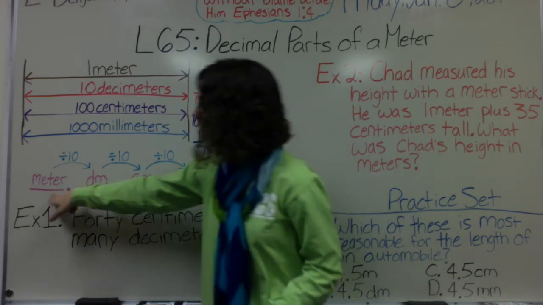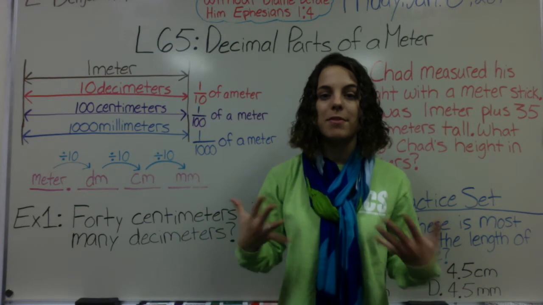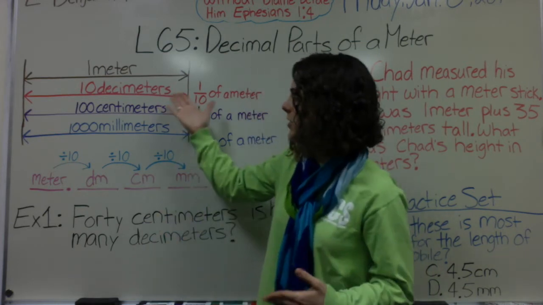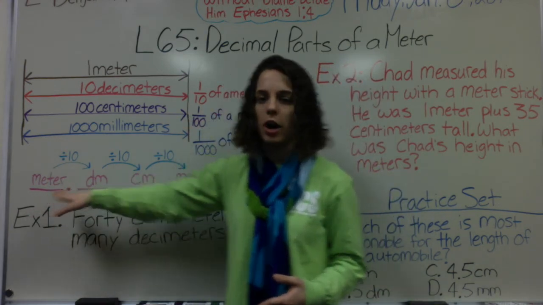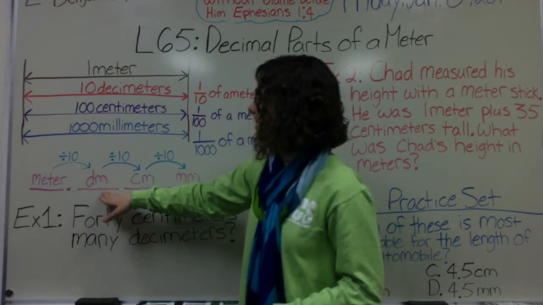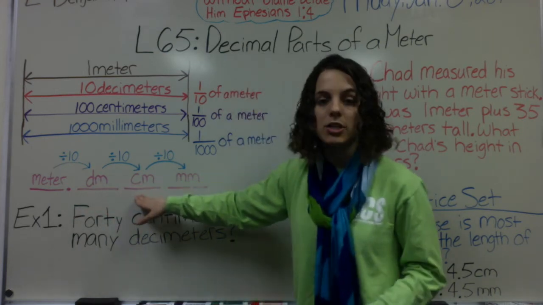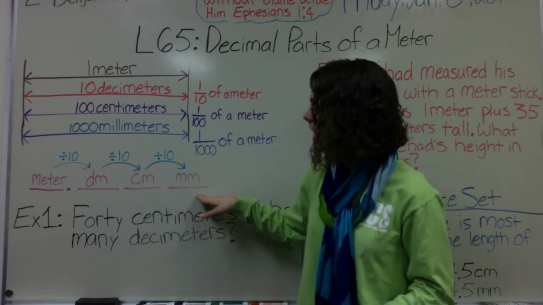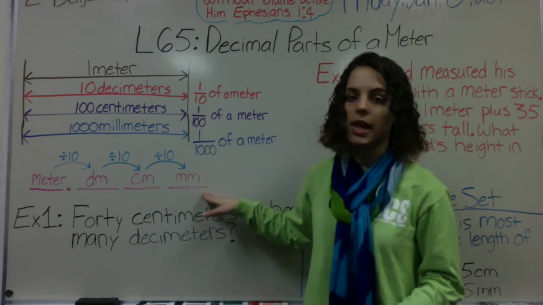So our meter is a whole number, so we can express meters as a whole number, such as maybe 5 meters or 6 meters. We can do the same for decimeters, centimeters, and millimeters, but they are a part of a whole meter because they are so much smaller. A decimeter is a tenth of a meter, so it goes in our tenths place. A centimeter is 100th of a meter, so it goes in the hundredths place, and a millimeter is a 1,000th of a meter, so it goes in our thousandths place.